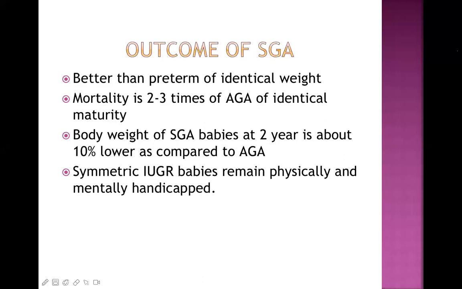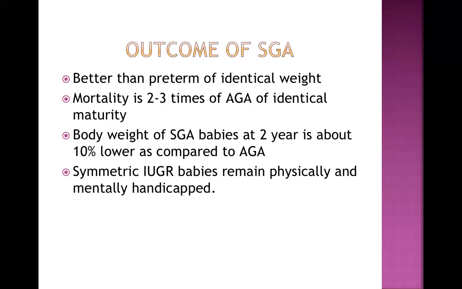Mortality is 2 to 3 times that of AGA of identical maturity. In comparison to appropriate for gestational age babies, the mortality is more in SGA babies. Fine, they are better than preterm, but they are not better than AGA. In fact, the mortality rate is 2 to 3 times more than AGA, or appropriate for gestational age, of identical maturity. I'm sure you still remember the meaning of SGA, AGA, and LGA from yesterday's discussion.